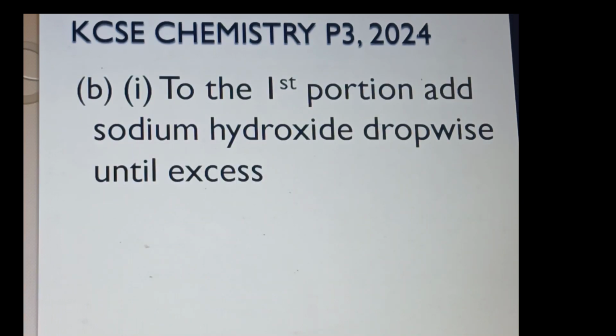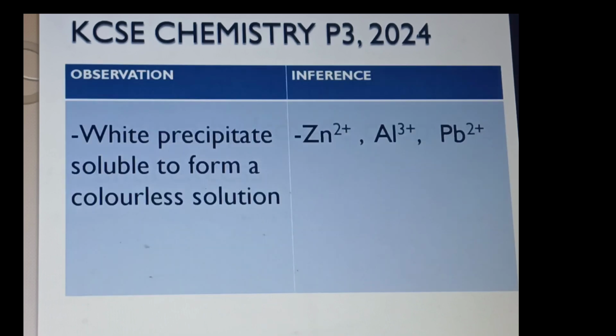Roman 1 of part B, to the first portion, add sodium hydroxide dropwise until in excess. So the observations were a white precipitate soluble in excess to form a colorless solution. So that is Zn²⁺, Al³⁺ or Pb²⁺ ions present. Any contradictory ion to that will be penalized accordingly.